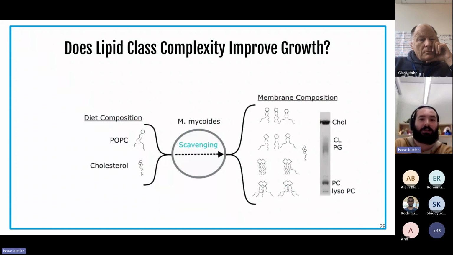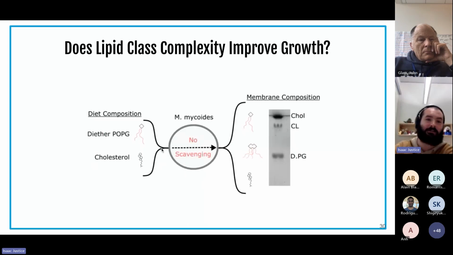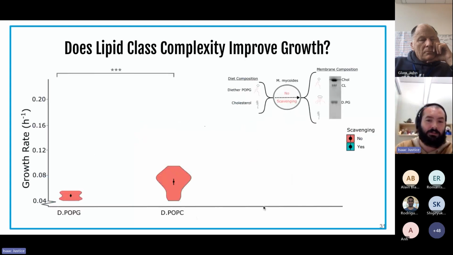And one answer is it could be lipid class complexity, because when the cells have access to acyl chains, they can synthesize cardiolipin and PG. But when we just give them the diether PC, they don't have access to those lipid classes. So first we wanted to confirm whether or not it was access to lipid class complexity. And we did this by feeding the cells diether POPG, because the cells can still synthesize cardiolipin from a diether PG, because phospholipase D acts on the head group rather than the acyl chains. So we can recover some of that lipid class complexity without giving them access to acyl chain complexity.